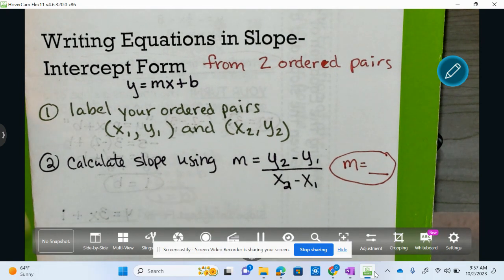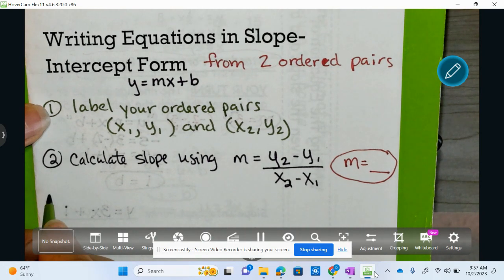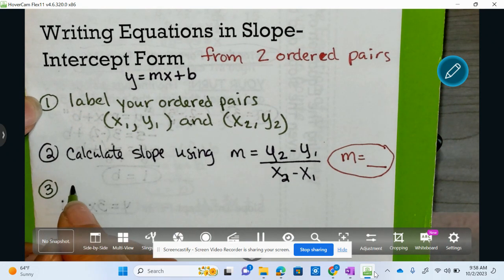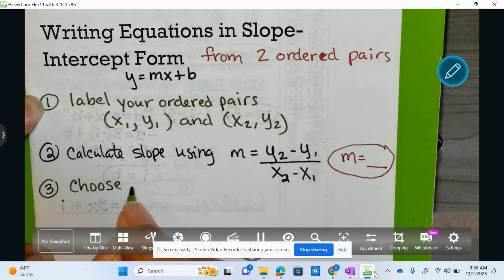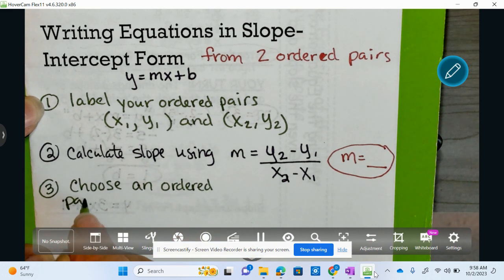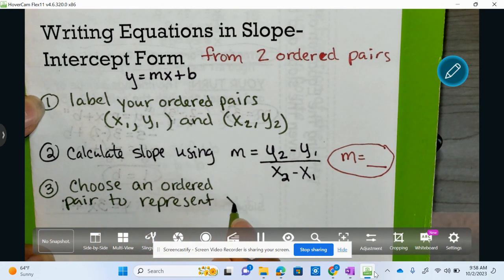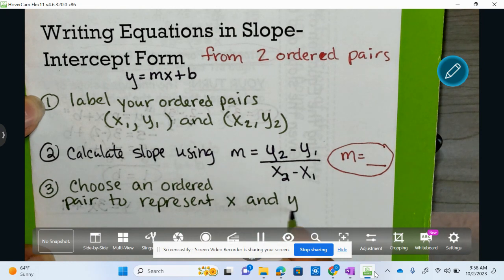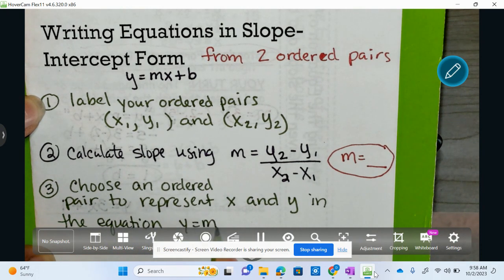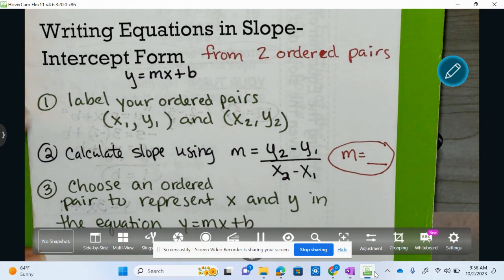Then what did we do? Do you guys remember? We have to figure out which point we're going to use, right? You have to choose an ordered pair. Does it matter which one you choose? Nope. Choose an ordered pair to represent x and y in the equation y equals mx plus b. You just have to choose.